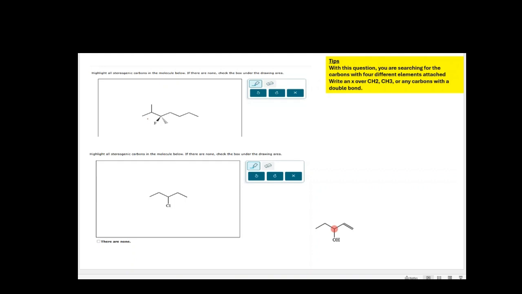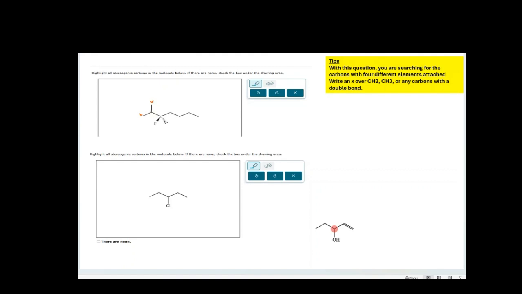And then as you draw this out on paper, or you're still learning about stereogenic carbons and chirality and whatnot, feel free to write an X over those carbons that are CH2, CH3, or double bonded. So let's look at this first molecule. I see that I have a CH3 right here. So I'll just go ahead and write an X over it. CH3 right here, write an X over it.